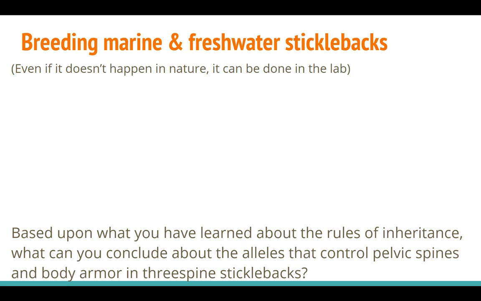Even if this doesn't happen in nature, obviously a stickleback that lives in a lake and one that lives in an ocean are not likely to encounter each other. They can do it in a lab. They can collect eggs and sperm from the fish and combine them in a lab and do the breeding that way. So they artificially made this happen to see if these were genetically inherited traits.